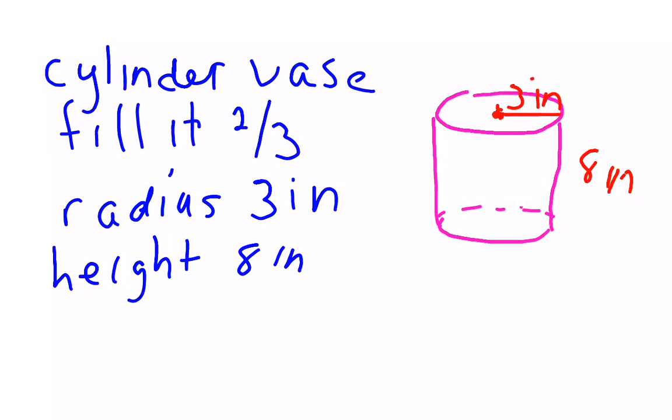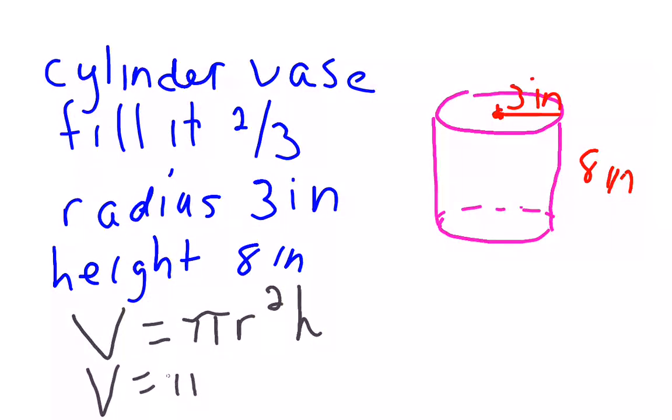So in order for a cylindrical vase to hold anything, we realize it's a 3-dimensional shape, and so we have to find the volume. So we find the volume, and we need to know how do we find the volume of a cylinder. And so that's pi r squared h. So pi, remember, is a constant number, 3.14 to shorten it. R stands for radius and h stands for height. So if we plug that in, we're going to have V equals pi times 3 squared times 8.